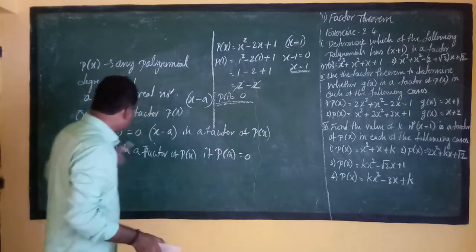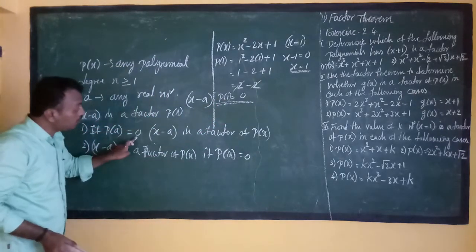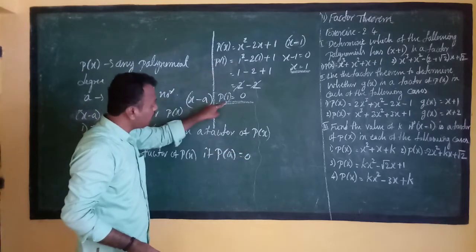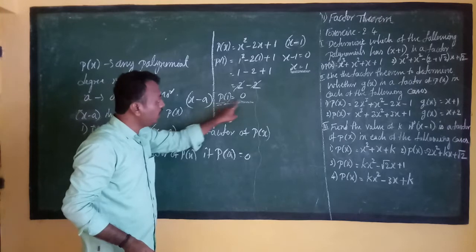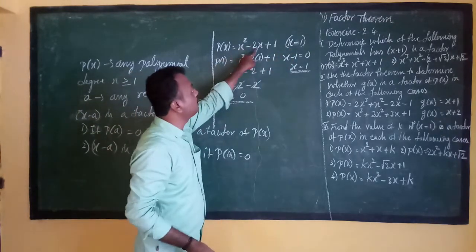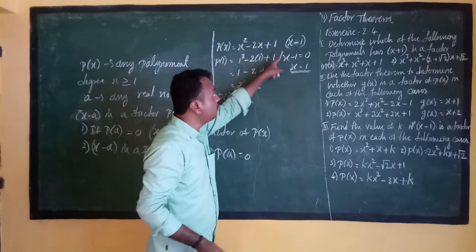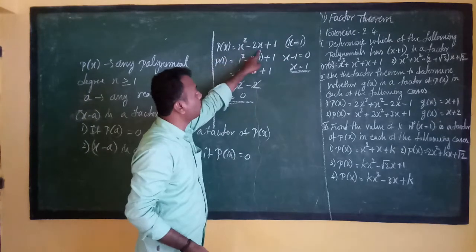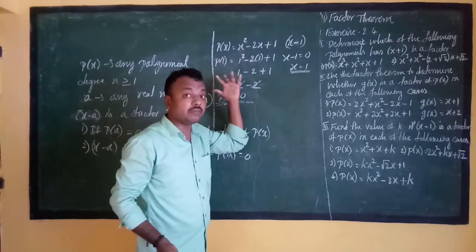Yes, I told that if p of a is equal to 0, x minus a is a factor of p of x. Here p of 1 is p of a, 1 is any real number. So p of a becomes 0. Therefore x minus 1 is a factor of x square minus 2x plus 1. That means x square minus 2x plus 1 is exactly divisible by x minus 1. This is the remainder theorem.